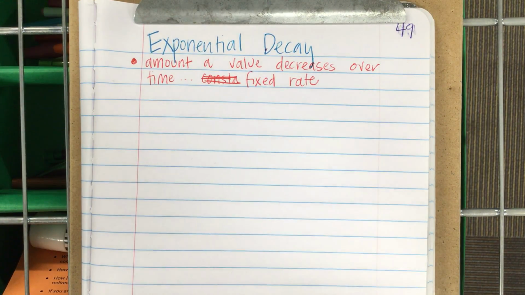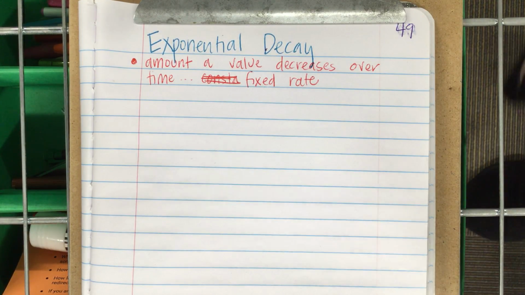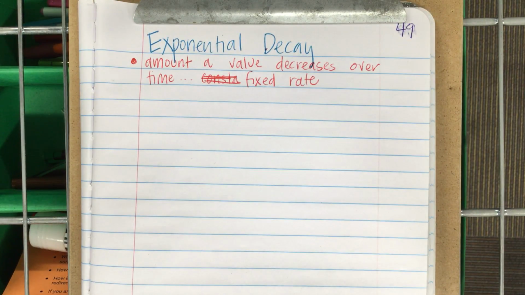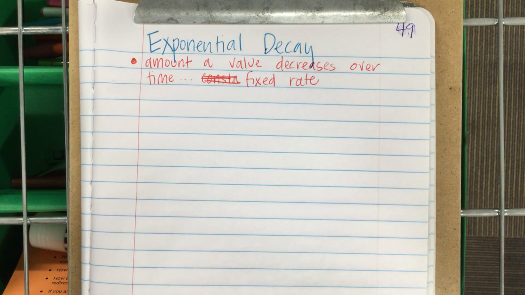It's an amount of value that decreases over time, and again, it's a fixed rate. So it's going to decrease at a designated percentage or a designated rate of change. But it's exponential. It's not just take off 1%, take off 1%. It's going to be exponential. Right? So our exponent is going to be a variable.